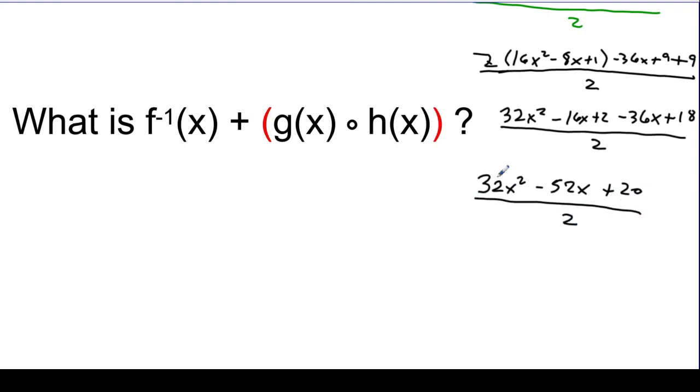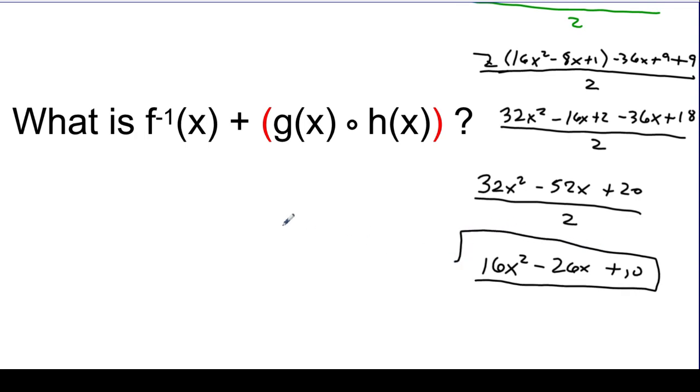Okay, and now because these all have a 2 in them, I can actually divide. So let's divide this out and make it look as simple as we can. So this is going to be 16x squared. When I divide 52 by 2, I get a 26. And then I'm going to only add 10 because I divide the 20 by 2. And I would say here is your final answer. If they ask you to do f inverse of x, add that to g of x, and then compose h of x, all of that's done. Here's what you get, this expression right here.